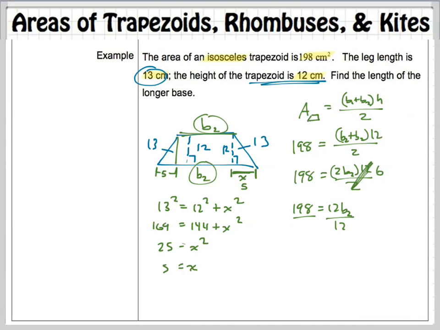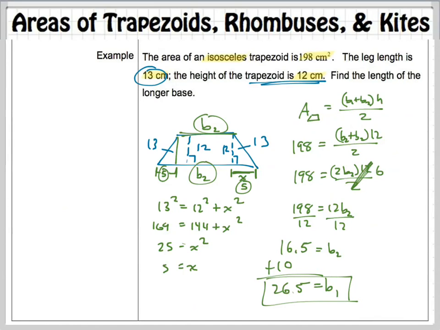If I divide both sides by 12, what do I get? You guys know what 198 divided by 12 is? That's right, 16 and a half. Let's just go 16.5 right here. So that's what B2 is. But this says find the length of the longer base. So if this B sub 2 is 16.5, what is the whole base going to be? What would I have to add to it? Yeah, 10, because 5 and 5 is 10, right? So I have to add 10 to this. I get 26.5 equals B sub 1. That's my bottom base, the longer base.